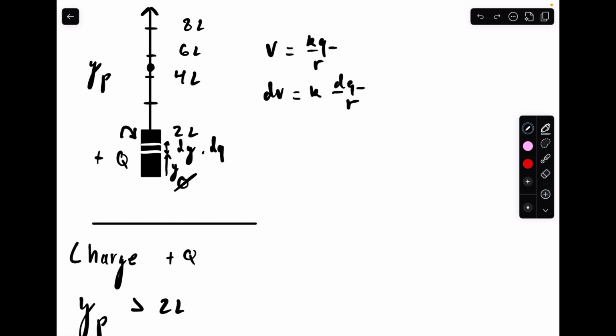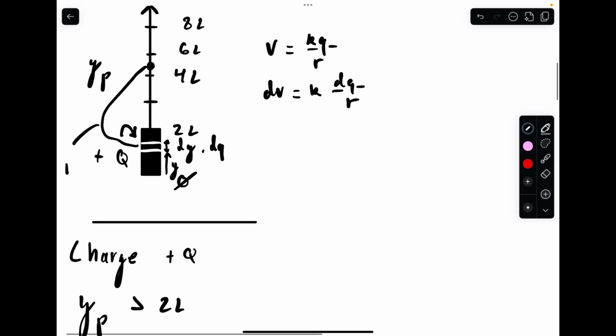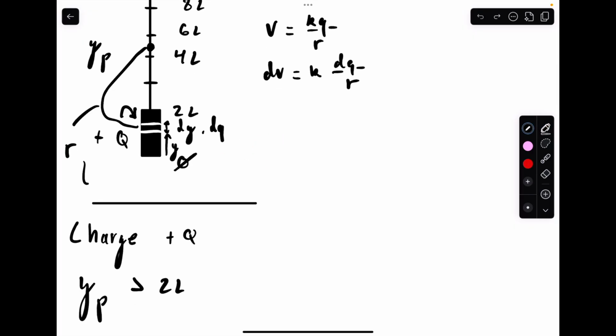Now we need to think about how far away this distance would be from dy to yp. In other words, what would the radius be in terms of yp and y? Well, yp is this entire distance, but we have this little small distance y. So if I take yp and take out that little chunk y, the radius will just be whatever's left up here. Therefore, the radius is really yp minus y.